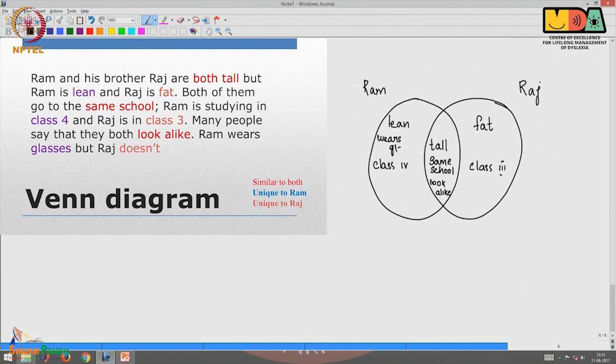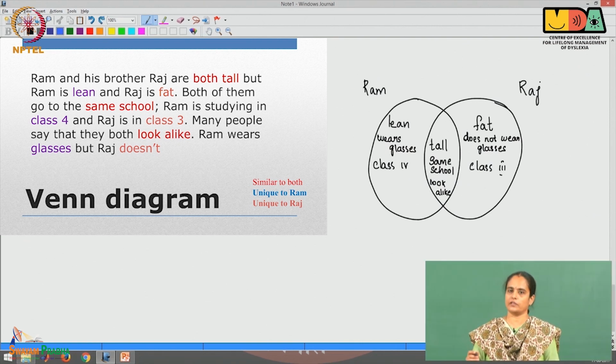Wears glasses, does not wear glasses. So, this is how a Venn diagram is.